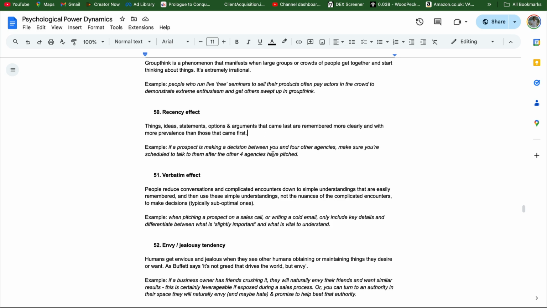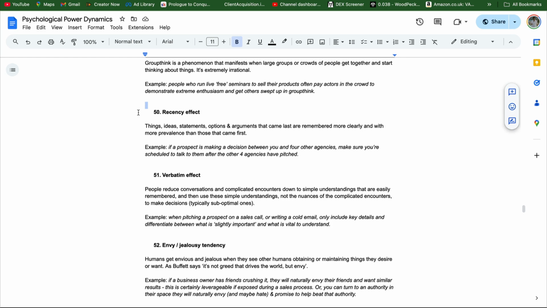So if a prospect is making a decision between you and 4 other agencies, make sure you're scheduled to talk to them after the other 4 agencies have pitched. Most prospects that come to you will speak to agencies first, and I always say, go and speak to them first. When I was working on my case study client and I took the sales call, it was the first time in ages. She was explaining she's going to speak to all these other agencies, 7 other agencies total. I said, speak to all of them first, then come and speak to me. It's because of this recency effect, and then I effectively closed it.